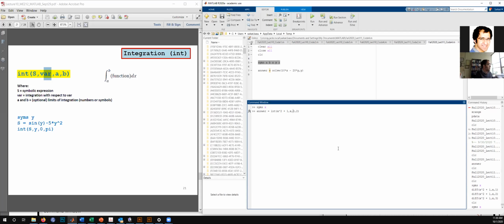So let's see if I am right. If I'm wrong, then of course I need to double check my work. And if I still feel like I'm correct, then I need to double check Matlab's work. So let's run this. Indeed, 14 over 3. So if you're quick with your calculus, you can double check your work all the time.